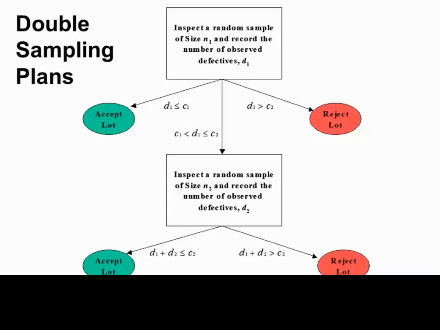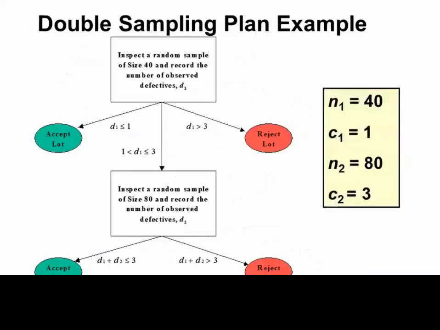But if your D1 is somewhere between the acceptance number for C1 and the acceptance number for C2, then you go to another sample. You actually collect N2. And then we compare the combined number of defects on both to C2 and decide to either accept or reject based on is it less than or equal to C2 or greater than C2.